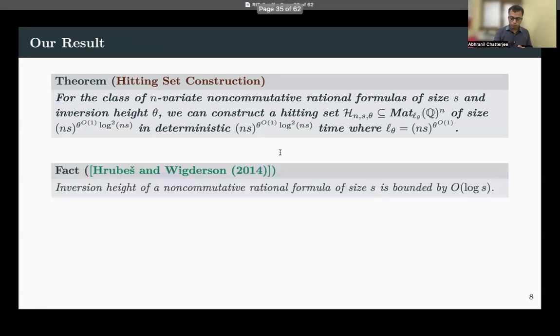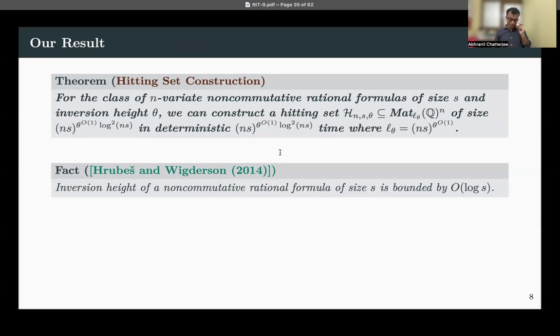Now recall that we said earlier that in non-commutative formulas, we can't push the inverse gates to the top. However, what we can do is rebalance the formula and control the inversion height somewhat. It is exactly what was shown by Lewis and Wigderson, that without loss of generality, a rational formula of size s has inversion height bounded by order log s. So we are a bit sloppy here.